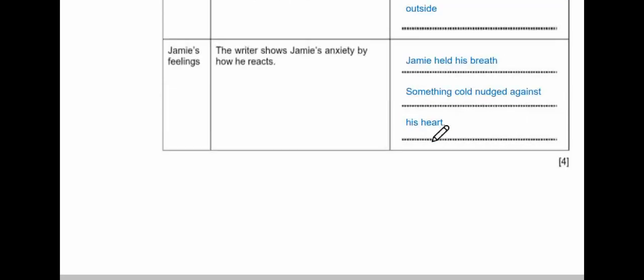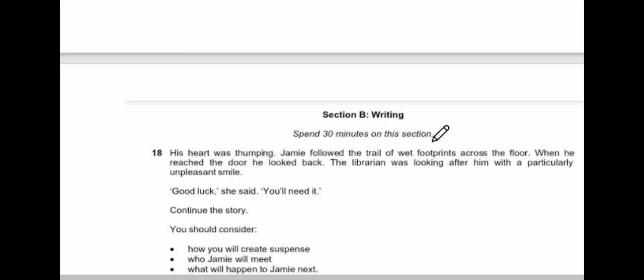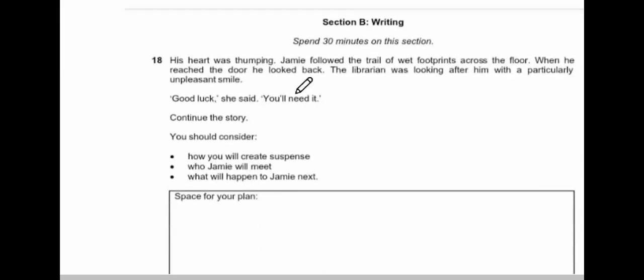Next, behind the question 18, writing. His heart was thumping. Jamie followed the trail of wet footprints across the floor. Then he reached the door. He looked back. The librarian was looking after him with a particularly unpleasant smile. Good luck, she said. You'll need it.